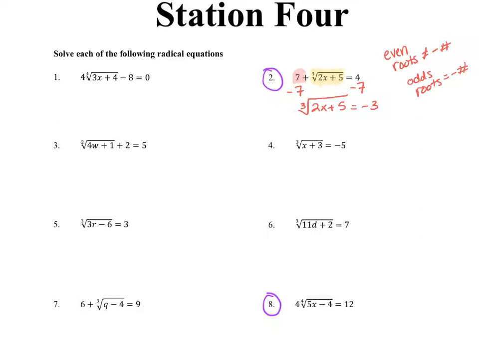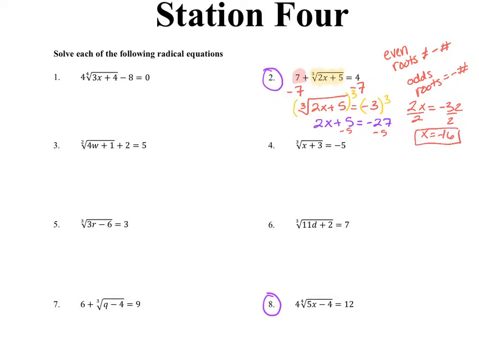So from this step, to get rid of the cube root, I'm going to cube both sides. And so I'm going to have 2x plus 5 equals negative 27. Then I'm going to minus the 5, and I'll have 2x equals negative 32, and then divide by 2. And x will equal negative 16.